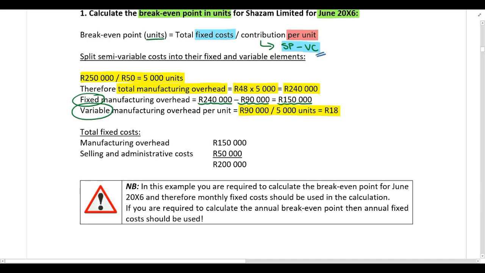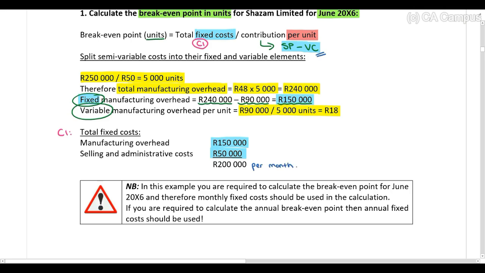All right, so let's wrap this up. First, we need total fixed costs. So just above, we calculated the fixed manufacturing overhead to be 150,000 Rand. So you can just bring that down. In the question, you were given fixed selling and admin costs of 50,000 Rand per month, so include that in your calculation. Those are all of the fixed costs in this question, so we have total fixed costs of 200,000 Rand per month.